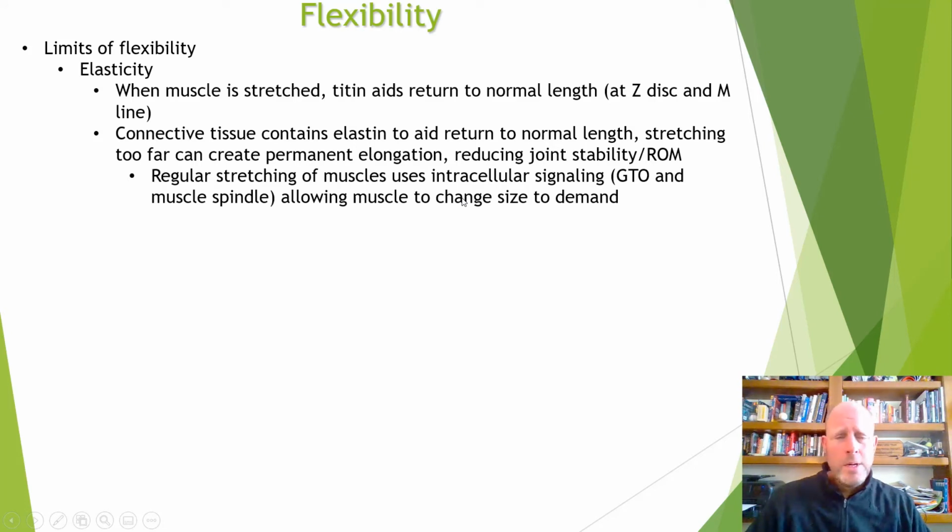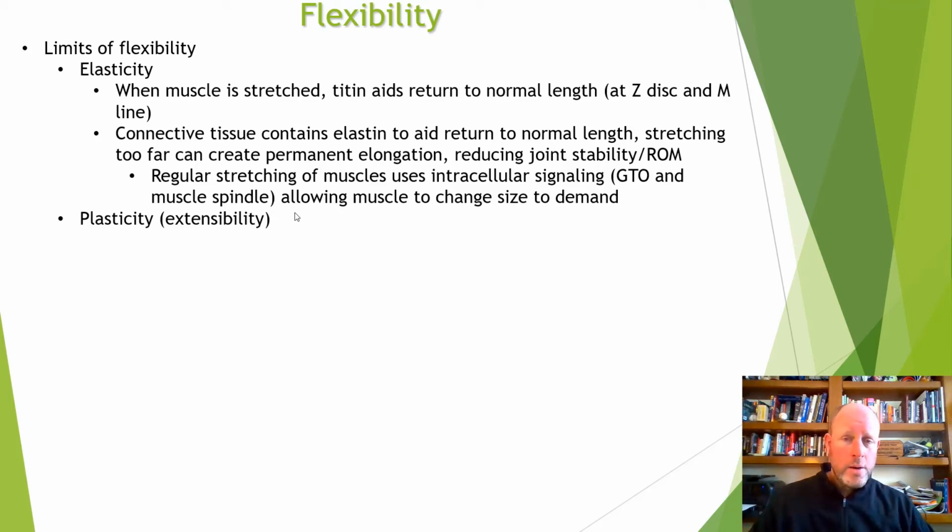Regular stretching of muscles causes intracellular signaling, which is the GTO and the muscle spindle response, allowing the muscle to change size according to demand, within reason, obviously, right? Plasticity. We're talking about extensibility. We're really talking about certain tissues, we don't want to have too much elasticity. Technically, the ligaments are a lot more plastic than are the tendons. Your tendons, we don't want to stretch them.